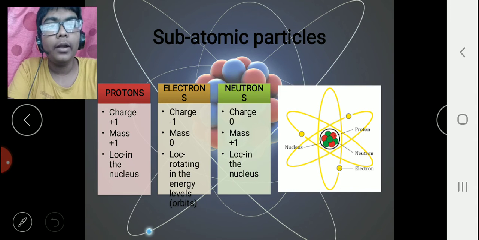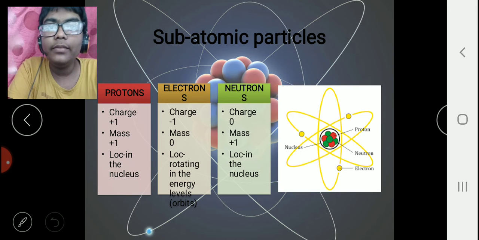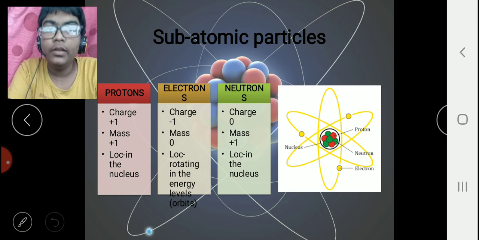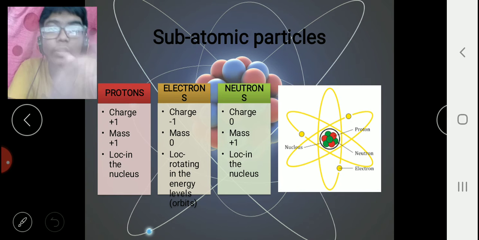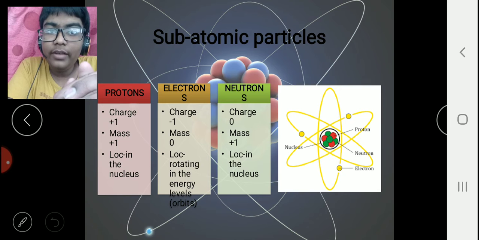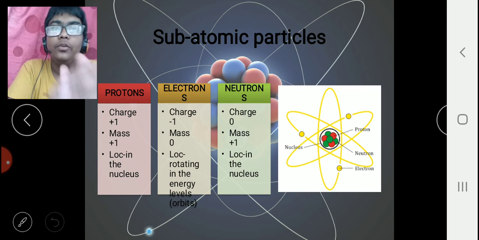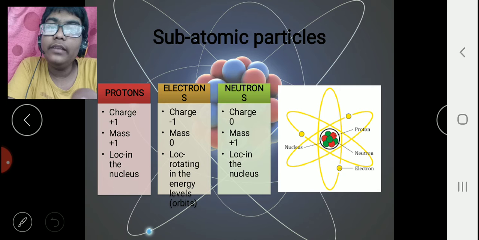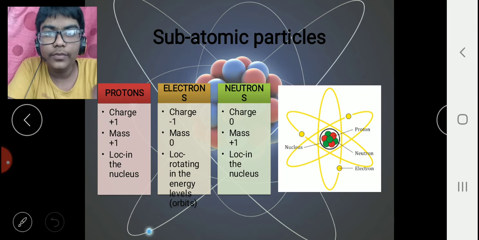Now the subatomic particles. In this atom, there are many things, the subatomic particles in it. First is the protons, which are present inside the nucleus of an atom. These have a positive charge and their mass is unit A. You can say it as 1 AMU, and it is located inside the nucleus of the atom.